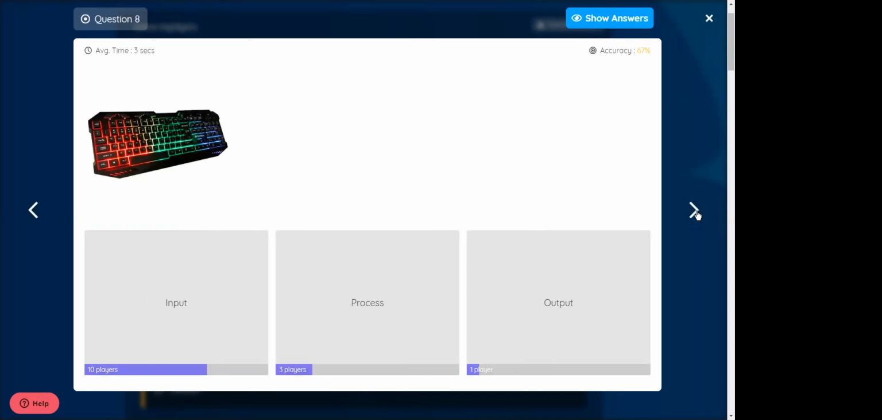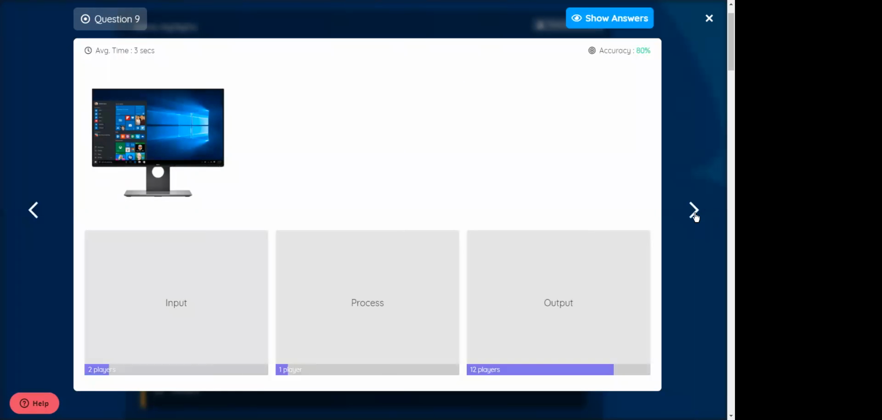So what is the picture over here? Keyboard. Is it an input device, a process device, or an output device? Input device. Next. What is the picture over here? Monitor. So what kind of device is that? Output. Good. Output device.